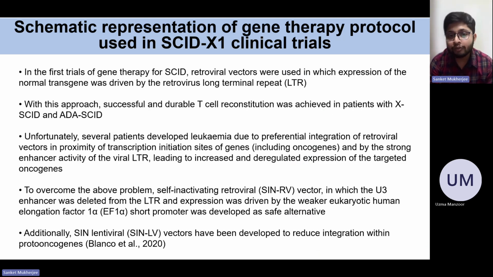In the first trials of gene therapy for SCID, retroviral vectors were used in which expression of the normal transgene was driven by retrovirus long terminal repeats. So that gives us the answer. With this approach, successful and durable T cell reconstitution was achieved in patients with X-SCID and ADA-SCID. Unfortunately, several patients developed leukemia due to preferential integration of retroviral vectors in proximity of the transcription initiation sites of genes, including the oncogenes, and by the strong enhancer activity of viral long terminal repeats, leading to increased and deregulated expression of the targeted oncogenes.